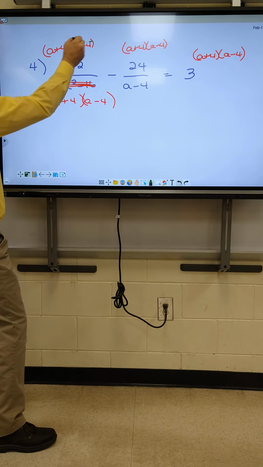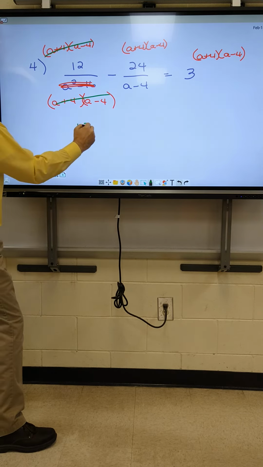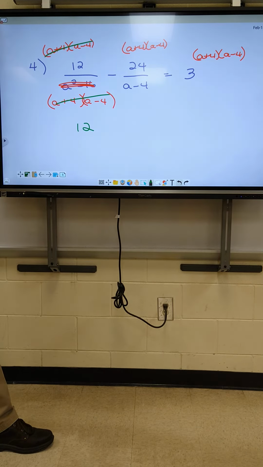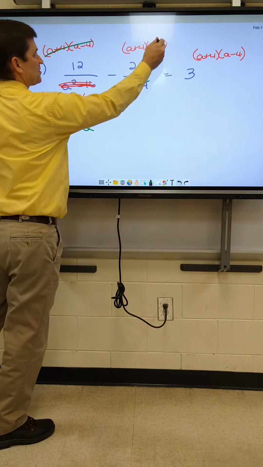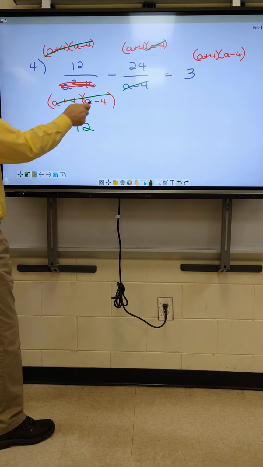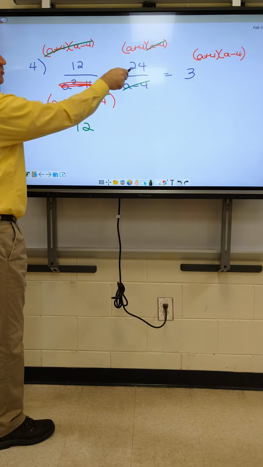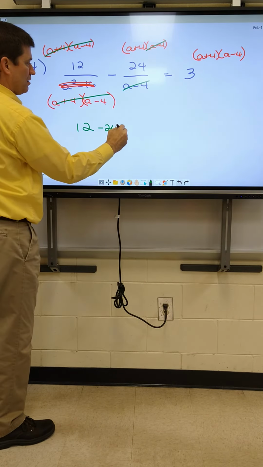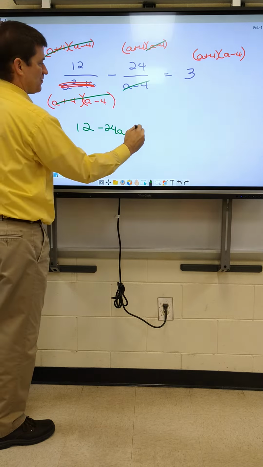All right, so on the first fraction, everything cancels out. You can just bring down a 12. How about the second fraction? What cancels? A minus 4 cancels. Don't forget when you distribute, this is a negative 24 times A and a negative 24 times 4.